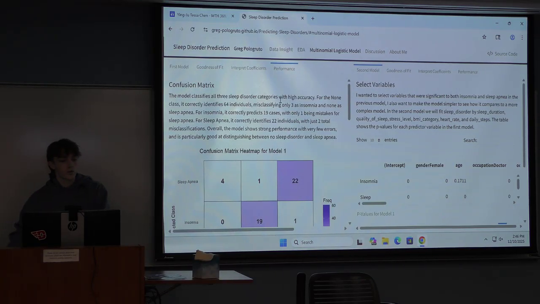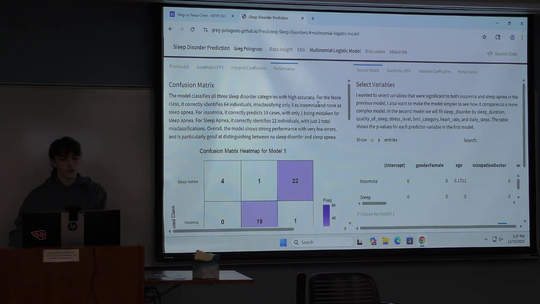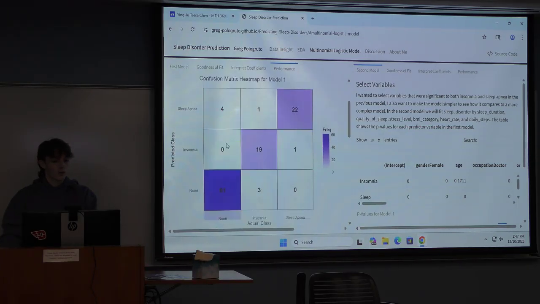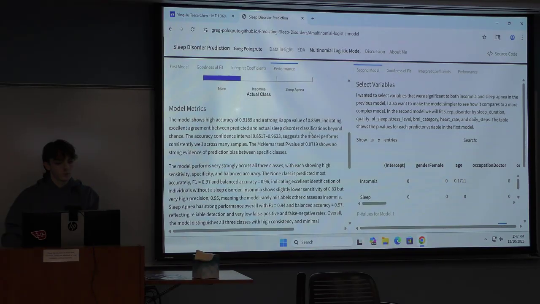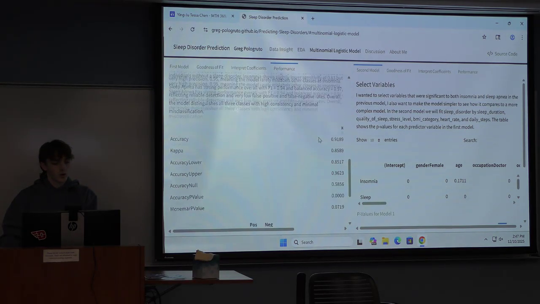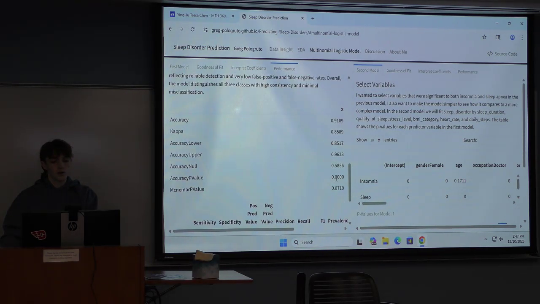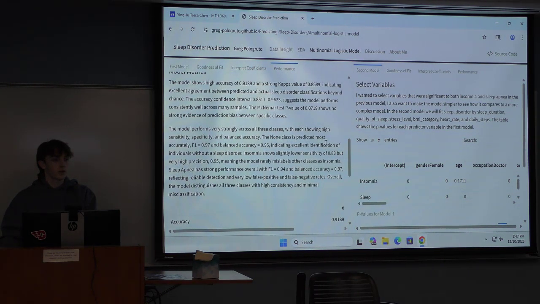Then going into performance on the new data, this is a confusion matrix. It predicts with very high accuracy. It correctly classified 61 out of... It had an accuracy of 91% with an accuracy p-value of 0 and a Nehmer p-value of 0.0719. That's not a significant value.